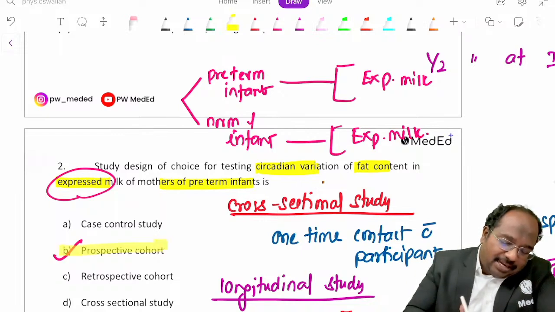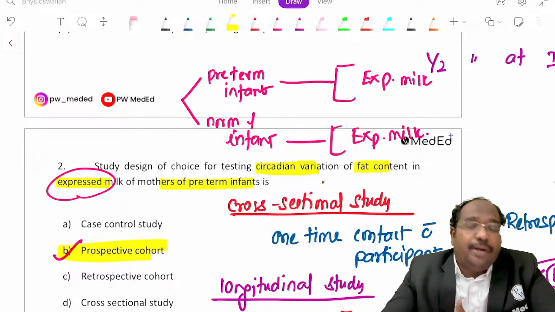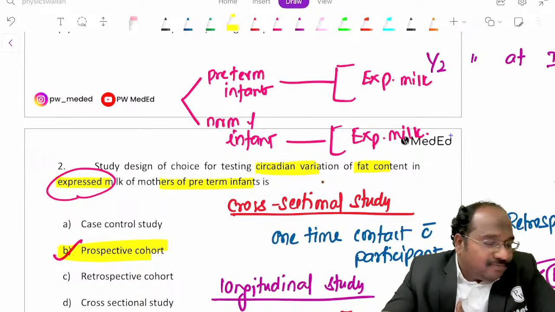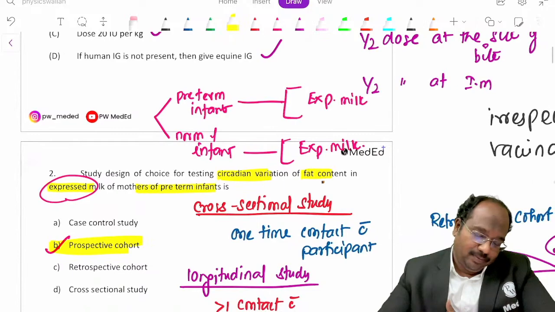Hope this is clear. Somebody put it in the chat box. Are you able to follow this? Fine. Next.